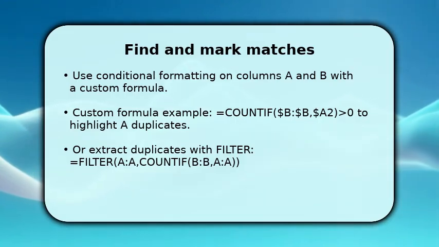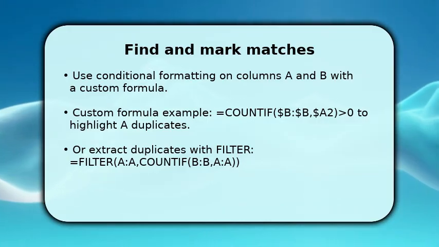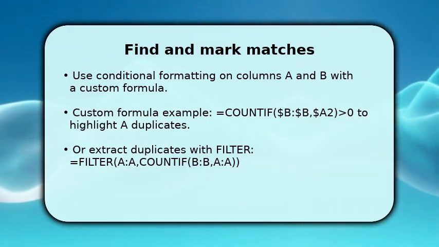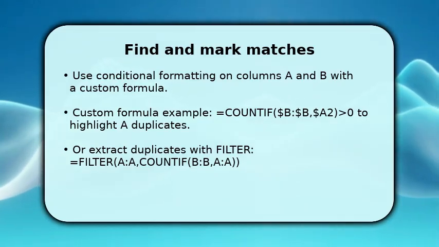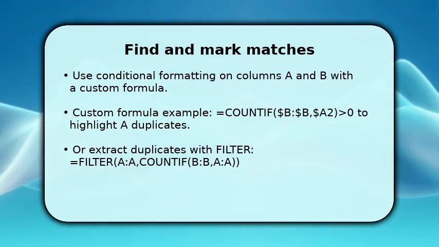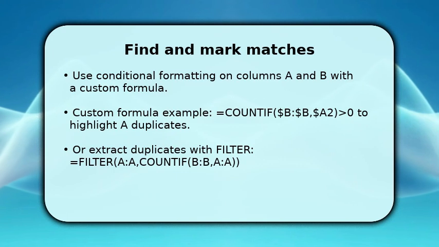Alternatively, extract a list of duplicates into a new sheet using =FILTER(A:A, COUNTIF(B:B, A:A)), so you can review them independently. This shows why a helper count is useful. It powers both highlighting and extraction without manual comparison.